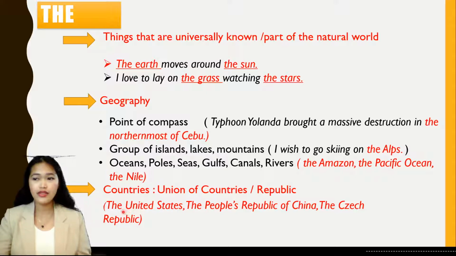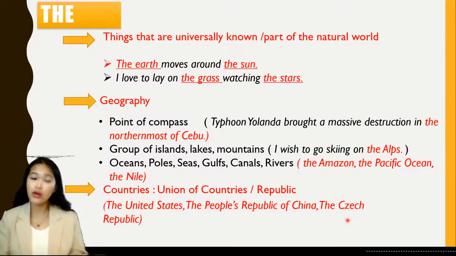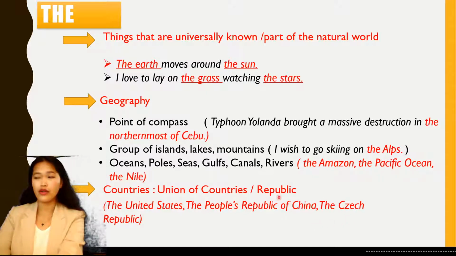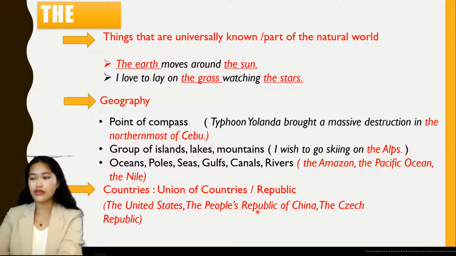Again, United States. U is a consonant sound, not a vowel sound. So we say the United States, not an United States. The United States, the People's Republic of China, the Czech Republic. And we also say the Republic of the Philippines. The word before republic: the Republic of the Philippines, the Republic of South Korea.